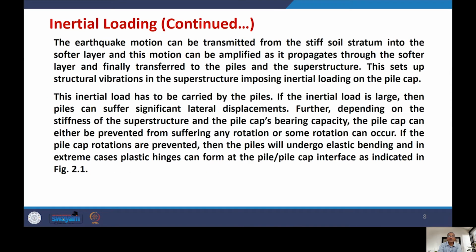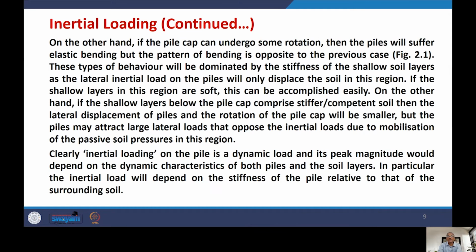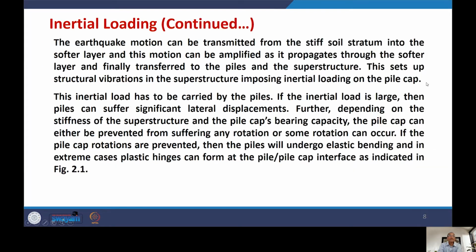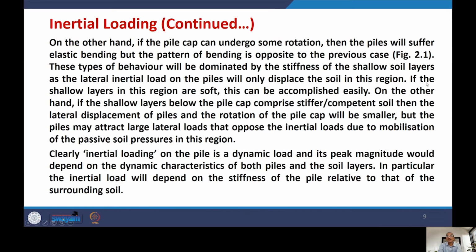Now the second case, on the other hand, the pile cap can undergo some rotation, then the piles will suffer elastic bending, but the pattern of bending is opposite to the previous case. So you see, first of all, bending is higher compared to the first case, and the pattern is also different, which is opposite, because here there is rotation.